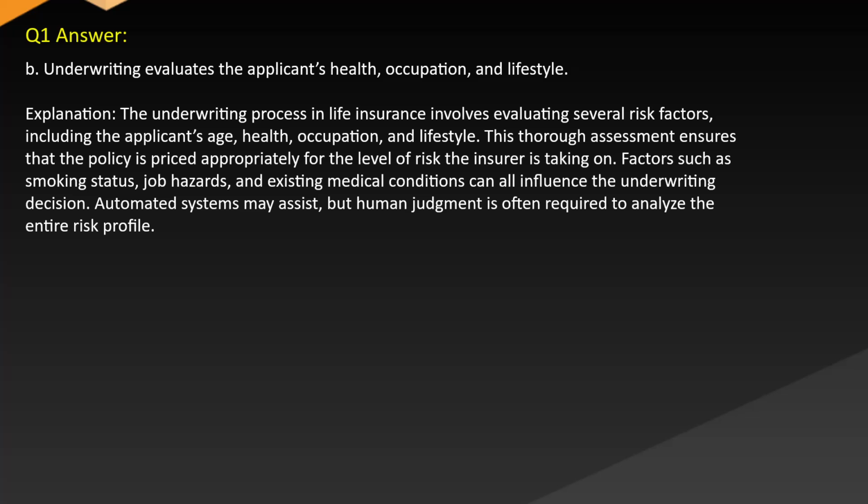Answer. B. Underwriting evaluates the applicant's health, occupation, and lifestyle. Explanation. The underwriting process in life insurance involves evaluating several risk factors, including the applicant's age, health, occupation, and lifestyle. This thorough assessment ensures that the policy is priced appropriately for the level of risk the insurer is taking on. Factors such as smoking status, job hazards, and existing medical conditions can all influence the underwriting decision. Automated systems may assist, but human judgment is often required to analyze the entire risk profile.